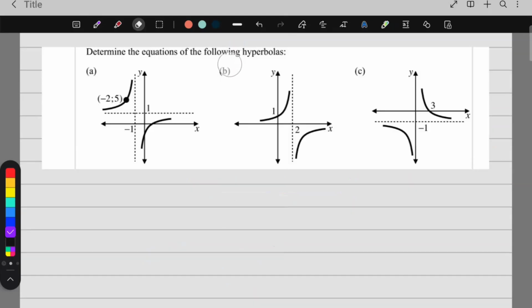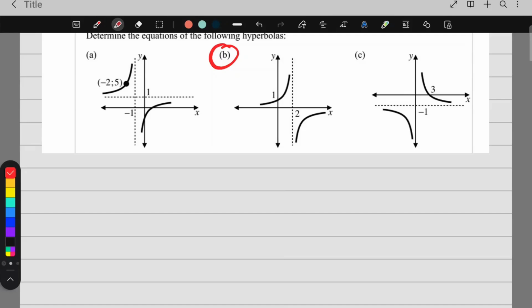So let's look at example number 2. They give you the hyperbola. My first asymptote is this line over here, where x is 2. Then my horizontal asymptote is this line over here, and this line is called y is equal to 0. So I'm going to write this in. This line is called x is equal to 2. That line is called y is equal to 0.